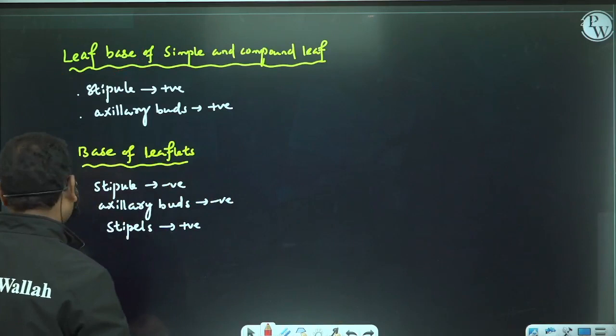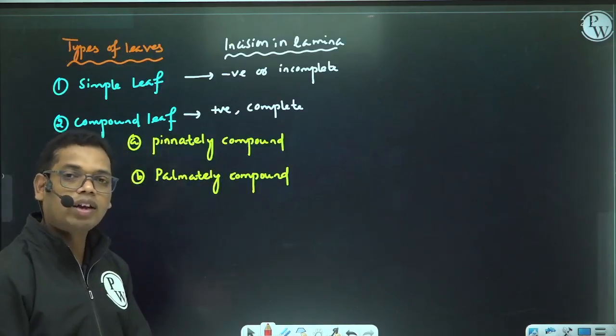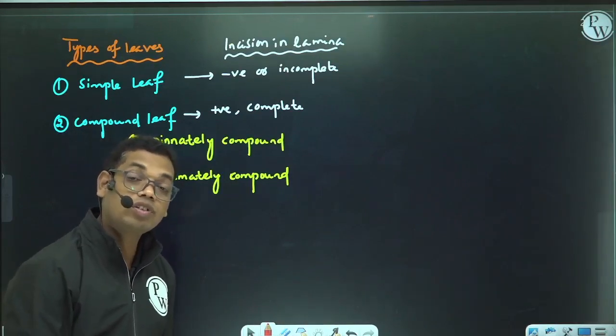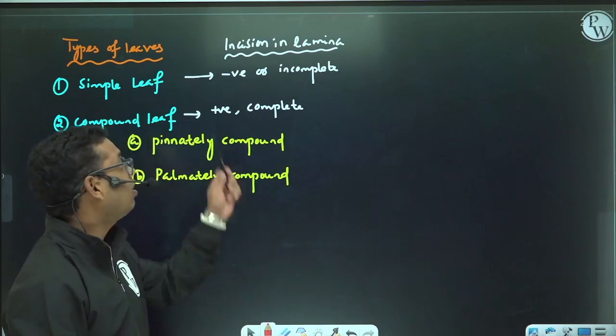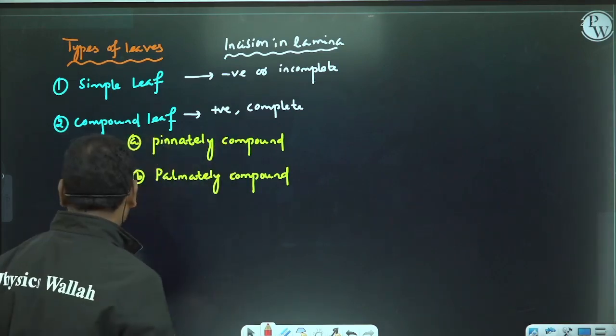Okay, now let us talk about the types of leaves. So how can I classify the leaves? We can classify the leaves on the basis of the presence or absence of the incision in the leaf lamina. Okay, so you may ask me, sir, what is incision in leaf lamina?